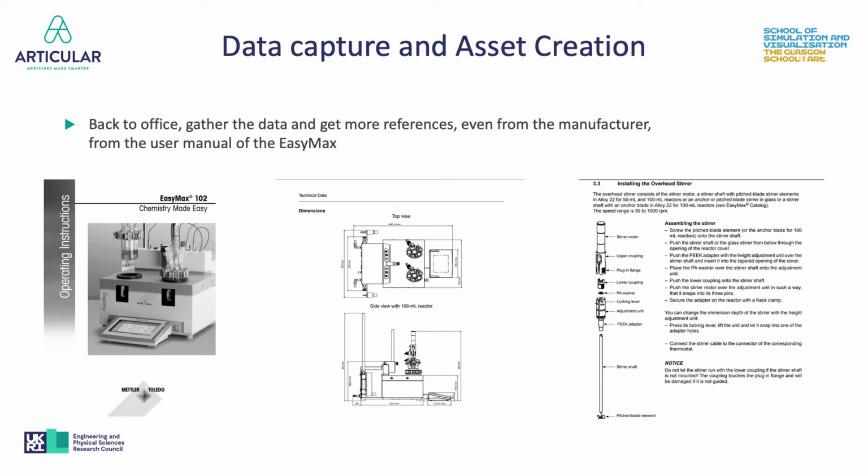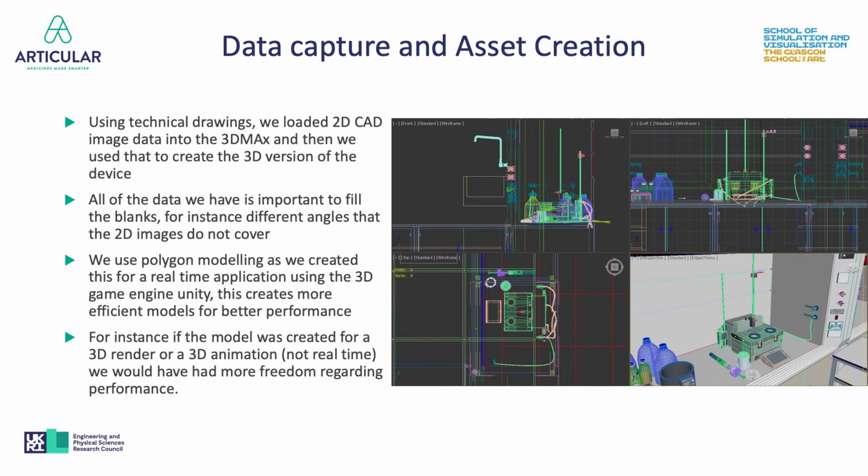Just with the photos and the measurements we took, it would be too hard to create an exact replica. Thankfully, we can also access data from the manufacturer. The actual manual from the CMAC has cut drawings that show the specific measures of each section. So that's really, really useful for our team of modelers. They can actually load these 2D CAD data into 3ds Max and start creating the 3D model of it. This 3D model, of course, doesn't have any textures yet.